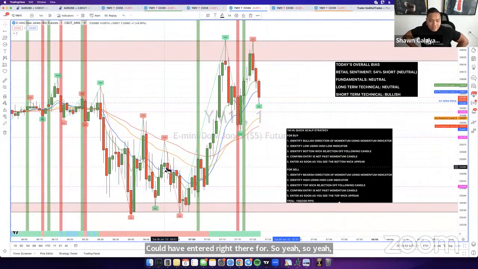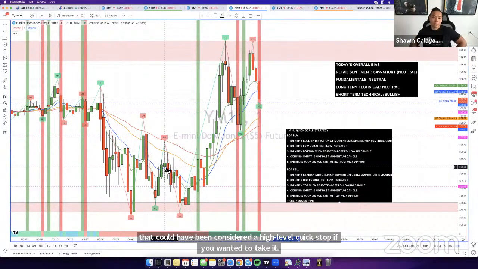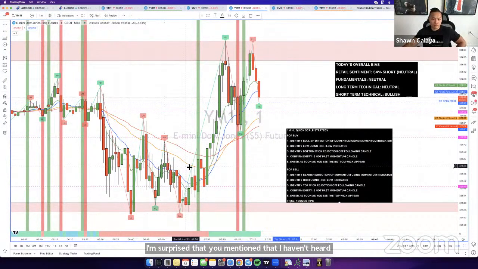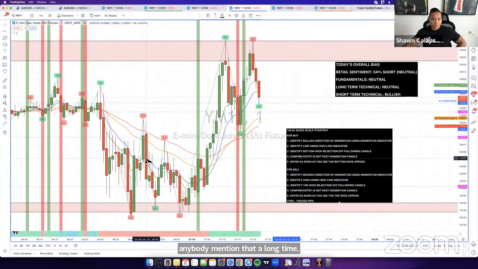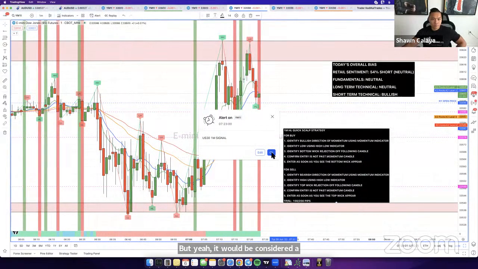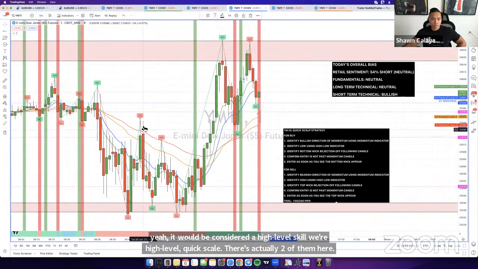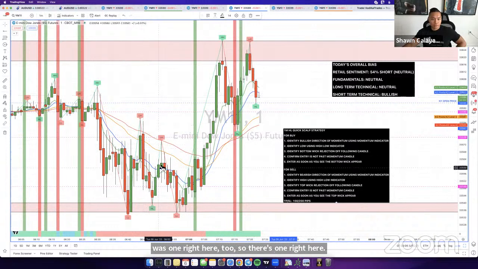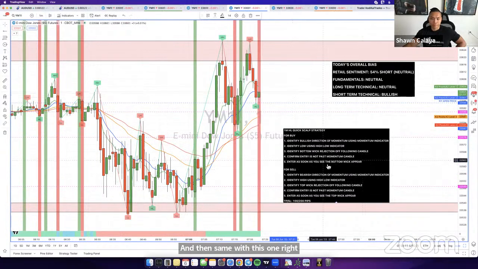I'm surprised that you mentioned that. I haven't heard anybody mention that in a long time, but yeah, it would be considered a high-low momentum scalp or a high-low quick scalp. There's actually two of them here. There was one right here too. So there's one right here. This one looks like it would have went straight to full TP, big candle. And then same with this one right here. Would have came up and went straight to TP as well. So yeah, no, you're right.